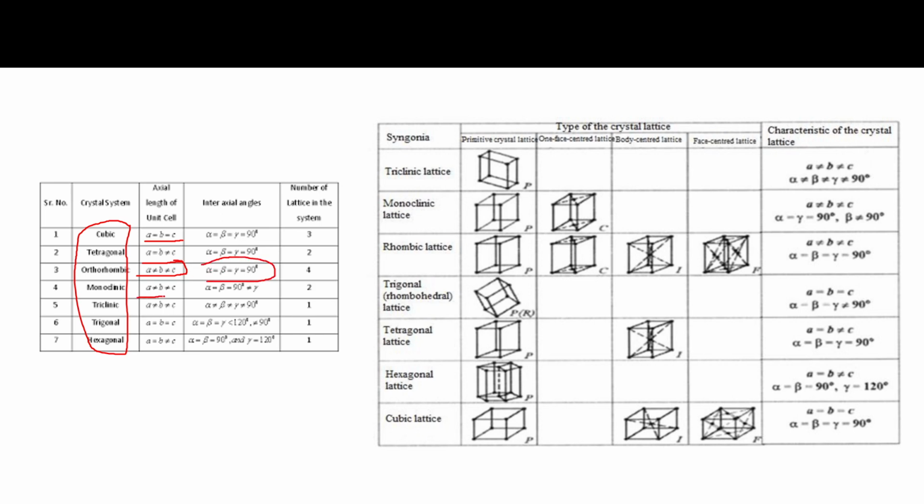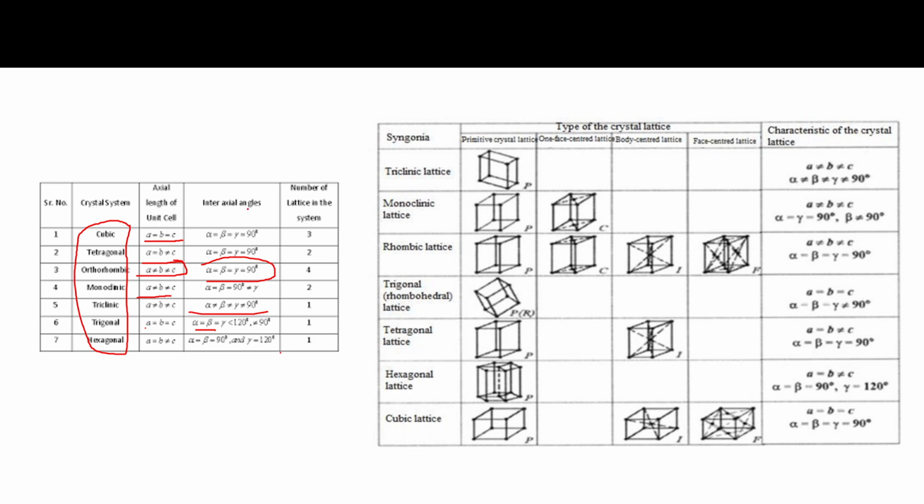For monoclinic, A not equal to B, not equal to C, but alpha and beta equal 90 degrees, but gamma is not 90 degrees. For triclinic, A not equal to B, B not equal to C, alpha, beta, gamma not equal to each other, not equal to 90 degrees. Trigonal, A, B, C are equal, alpha, beta, gamma are equal, but they are not 90 degrees. For hexagonal, A equal to B, but C is different. Alpha, beta is 90 degrees, but gamma is 120 degrees.